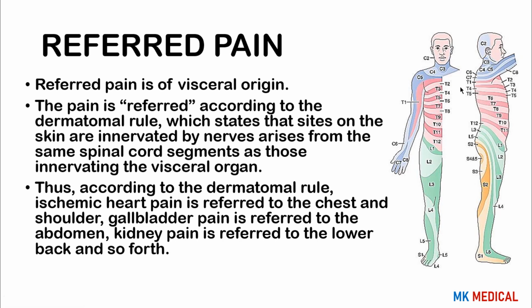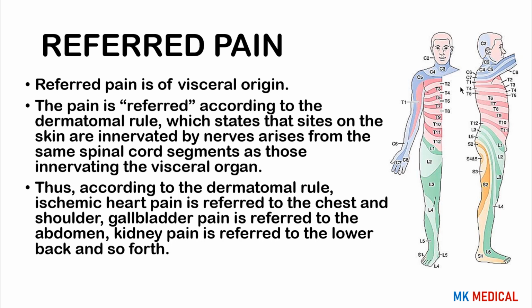So if you get an organ that has the same innervation as that which is coming from that area of the skin, the brain is actually going to be interpreting the pain that is coming from the organ as coming from the somatic structure rather than actually coming from the organ itself. Like, for example, if you get pain that is due to ischemia of the heart, it's often going to be felt in the left shoulder.